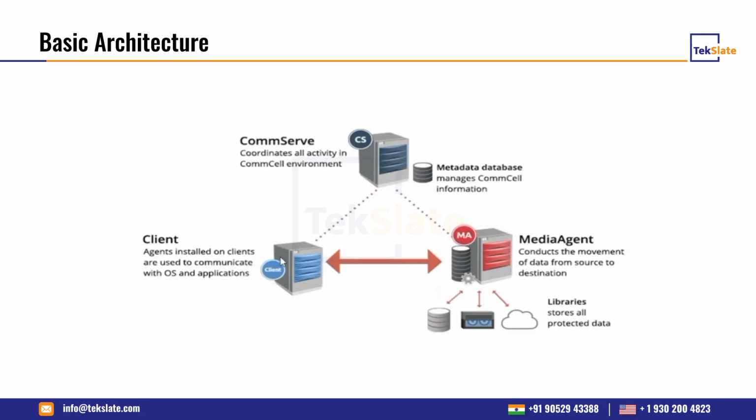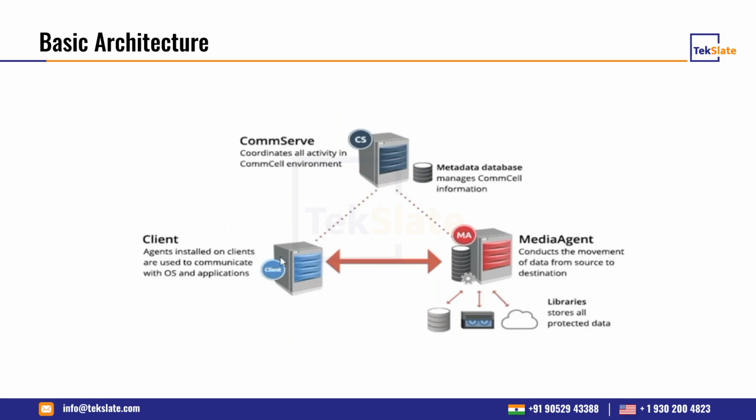We'll try to discuss the basic architecture for CommVault. We'll try to see what are the basic components that we have in CommVault and what is the function of those basic components. Now, this is the Commcell basic architecture that we have. In this one, we have 4 main components: Commcell, MediaAgent, Client, and Library. We are going to discuss all these components one by one.